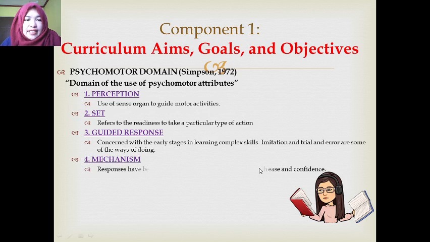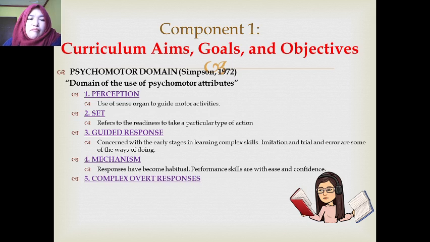Then, mechanism. Responses have become habitual. Performance skills are done with ease and confidence. Ito yung mechanism. Minsan, araw-araw meron tayong tawag dito, performance skills, no? So, everyday, habitual na siya. So, everyday, meron tayong mga groupings, tapos, iba-iba yung mga ka-group nila. So, everyday na din, kung palagi mo yung ginagawa, yung bata, hindi na siya mahihiya na makihalubilo dun sa mga kasama niya.